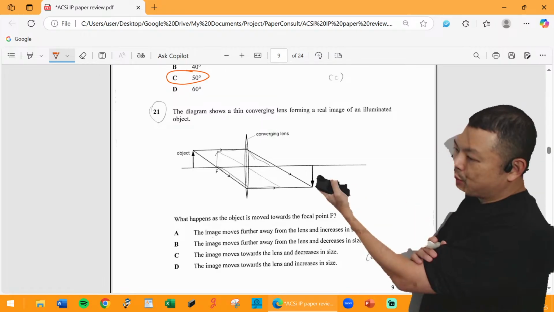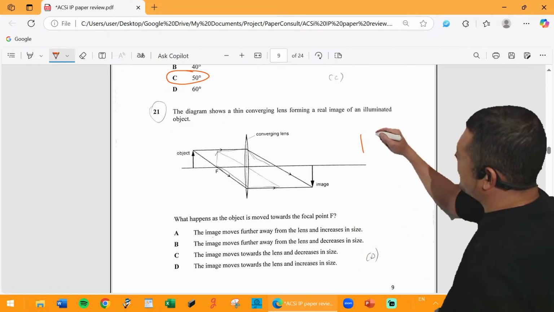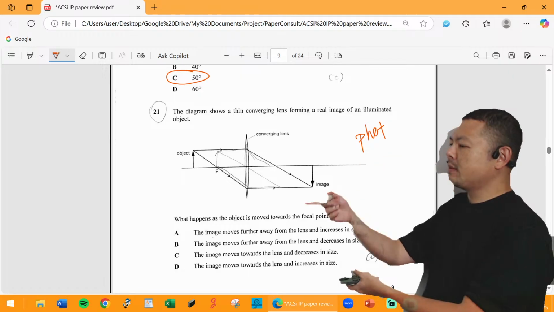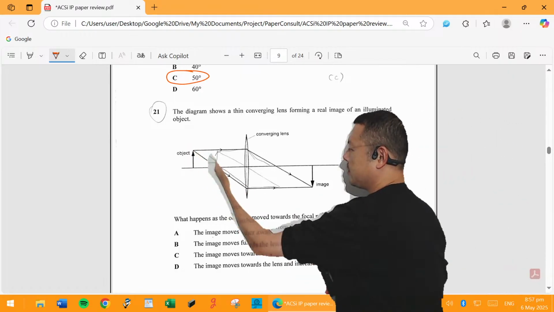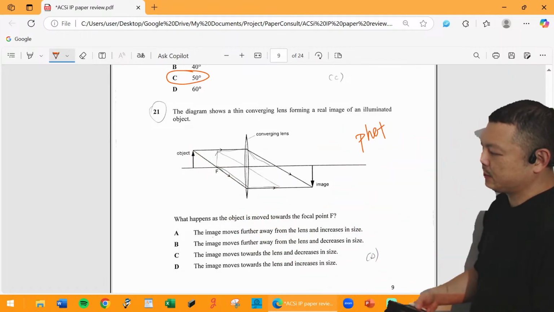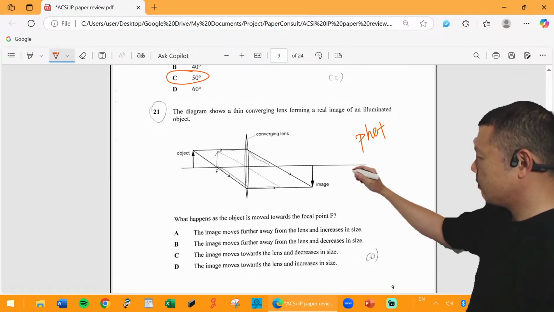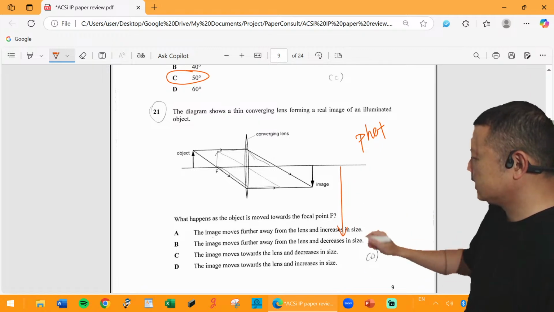This one you go onto the Fed website, right? You go and play with the thing, right? You move the object nearer to the focal point, you'll see what happens to the image. You're supposed to memorize this. But anyway, the answer is that the image becomes larger like this. Yeah.